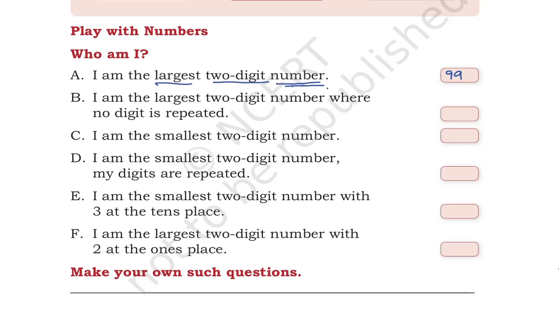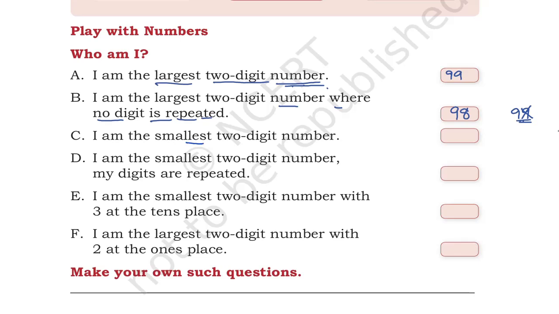I am the largest two-digit number where no digit is repeated. Okay, if I say 99, since this is the largest two-digit number, but no, my goodness, 9 is repeated, so we cannot take 99. But if we subtract 1 from 99, we can obviously take that number. So let's go ahead and write 98 here. So 98 becomes the largest two-digit number where no digit is repeated.